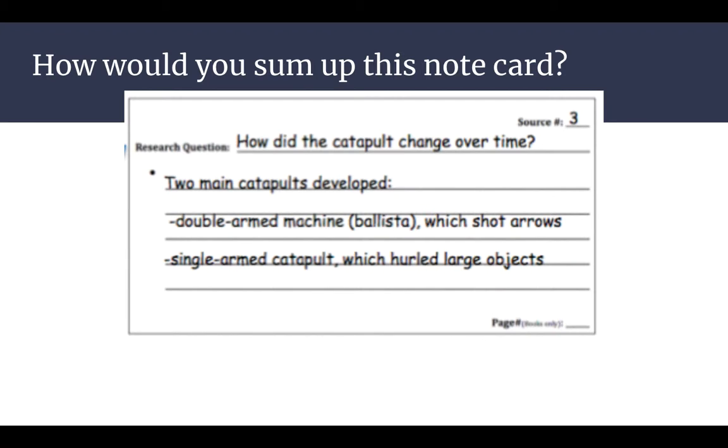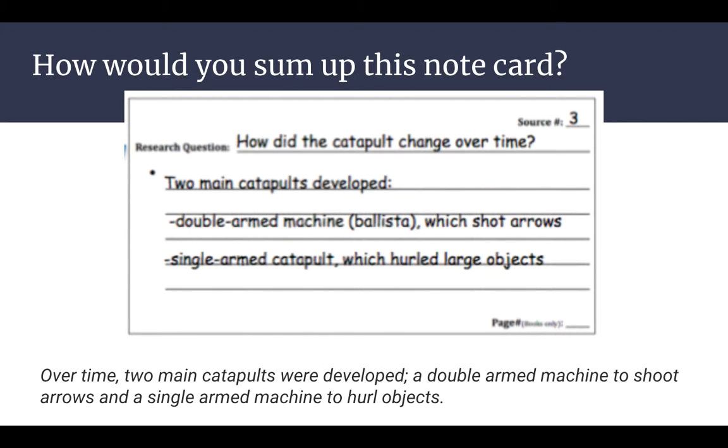Let's try another one. This research card answers the question, how did the catapult change over time? Take a look at the bullets. How would you sum up this information? A good summary sentence here would look like this. Over time, 2 main catapults were developed, a double-armed machine to shoot arrows and a single-armed machine to hurl objects.